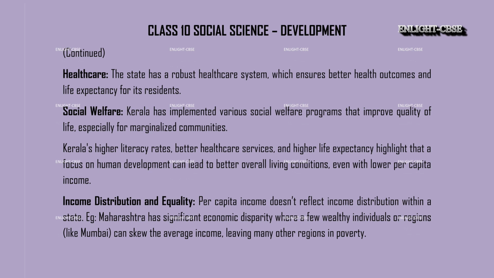Income distribution inequality. Per capita income doesn't reflect income distribution within a state. For example, Maharashtra has significant economic disparity where a few wealthy individuals or regions, like Mumbai, can skew the average income, leaving many other regions in poverty.